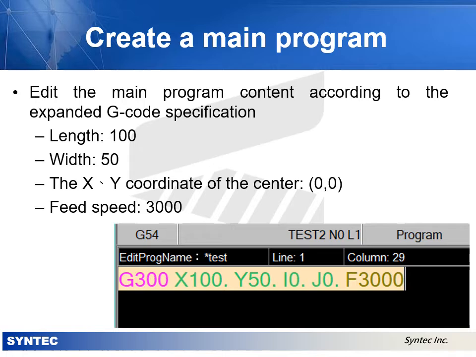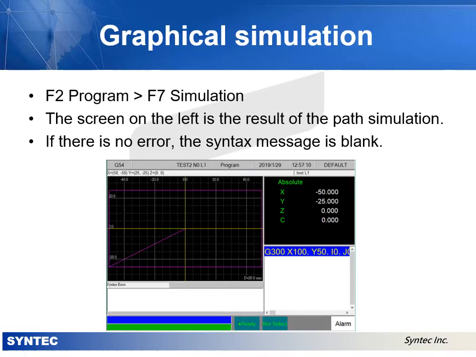Edit the main program content according to the expanded G-code specification. For example, we're going to machine a rectangle with 100 mm in length, 50 mm in width, 0 in the center, and 3000 in speed. Input these specifications in the edit window. Note that the decimal point should be inputted.